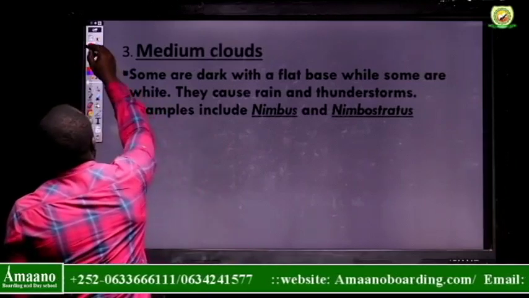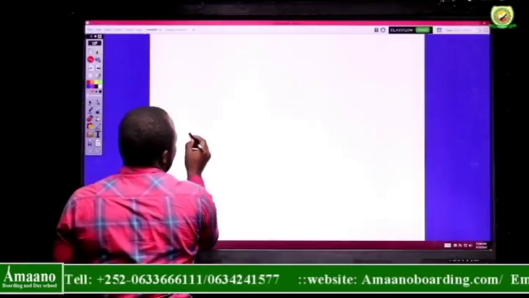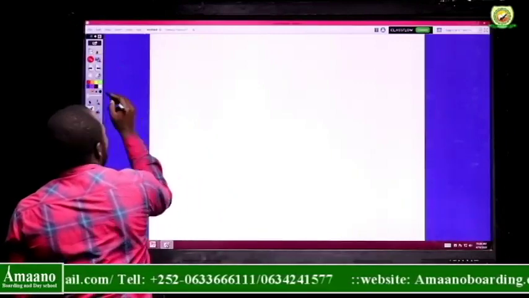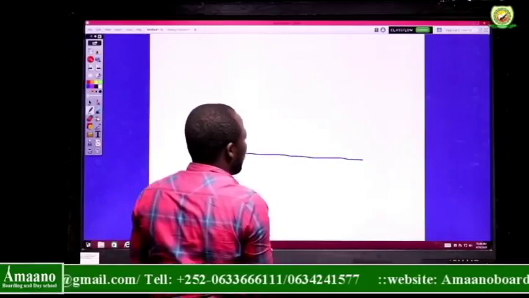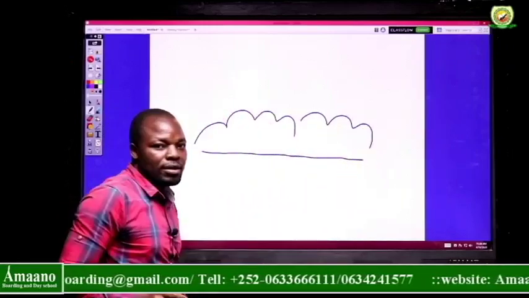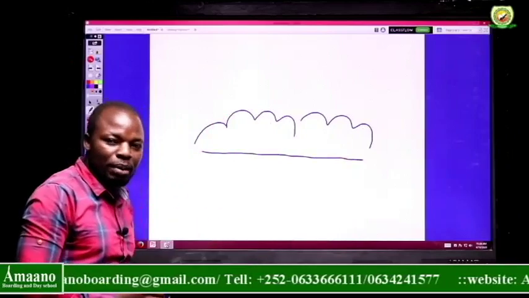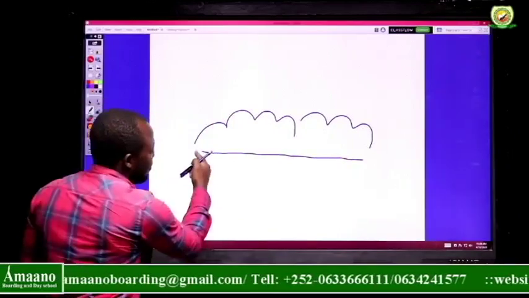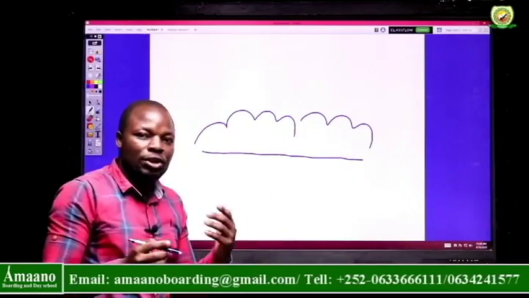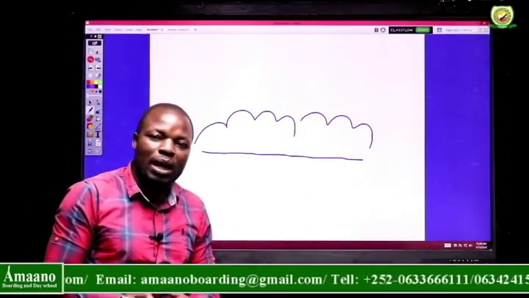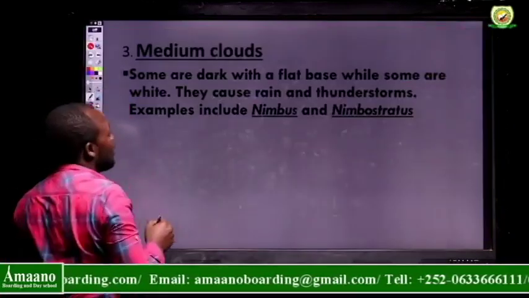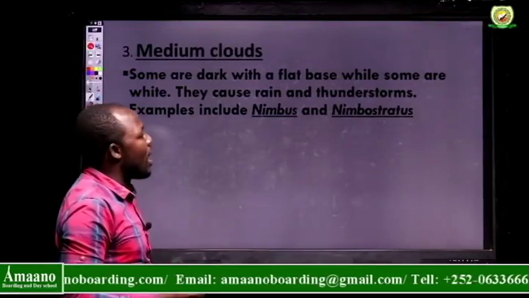When we talk about a flat base, the base is here. The base is flat. Then the clouds can be formed on their side, but they have a flat base. These are medium clouds. They are dark gray in color. Sometimes they are white.